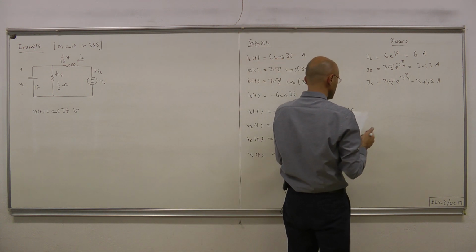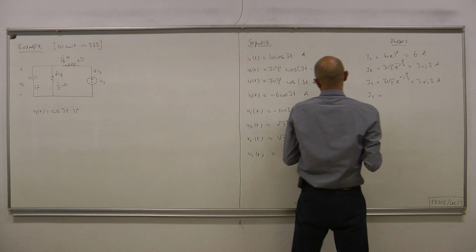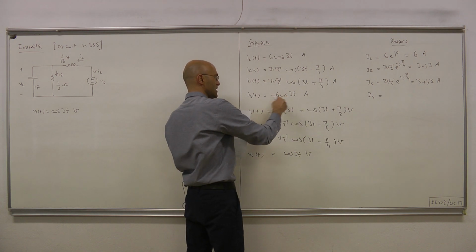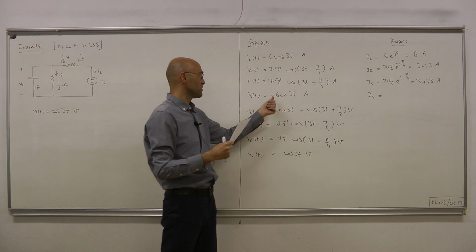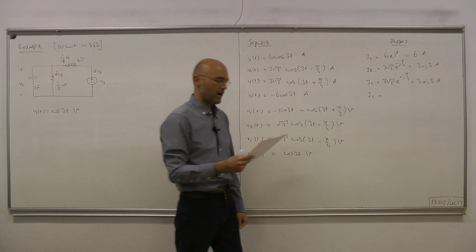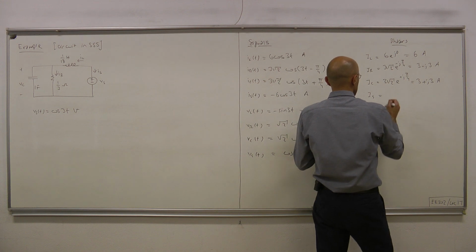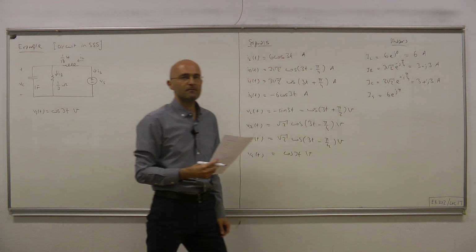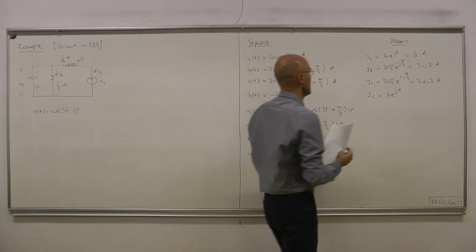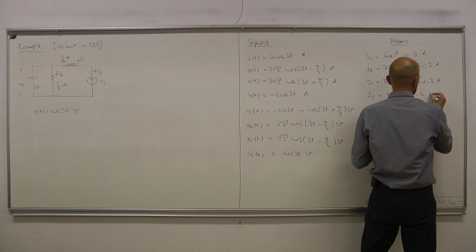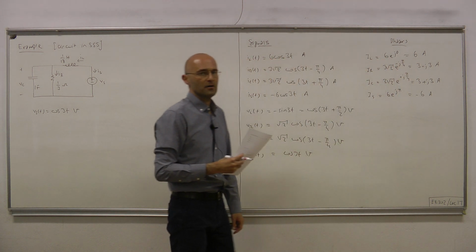IS: note that here we want a positive magnitude, therefore this can be written as 6 cosine of 3t minus pi, or plus pi. So this equals 6 e to the j pi in polar coordinates, which is minus 6 plus j0 amps. So those are the currents.